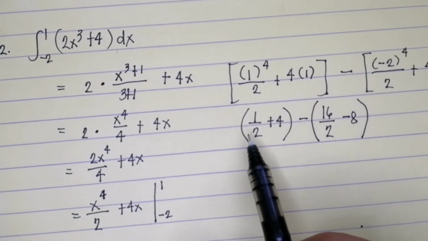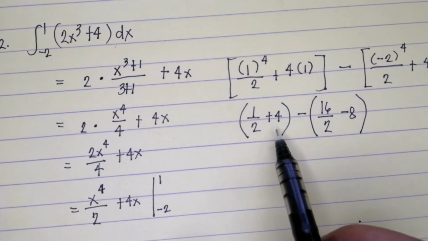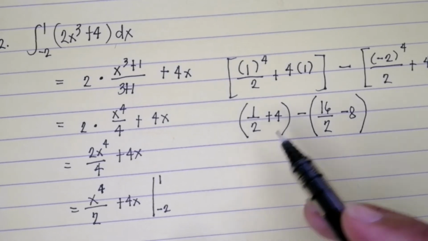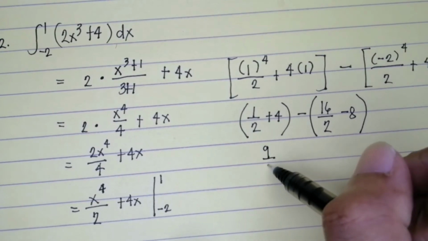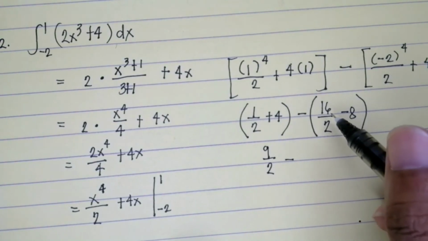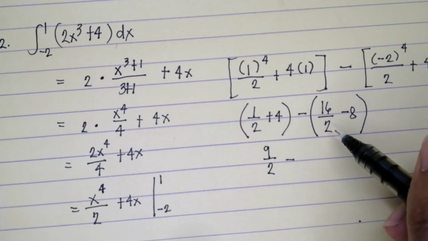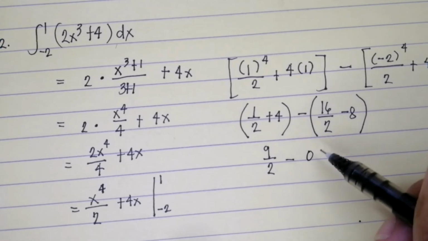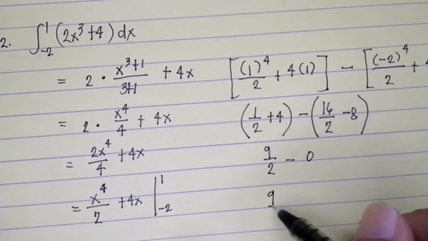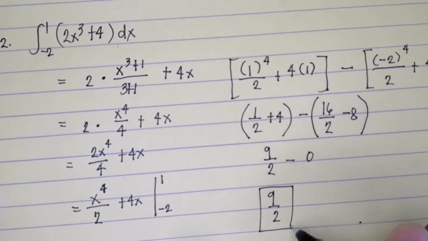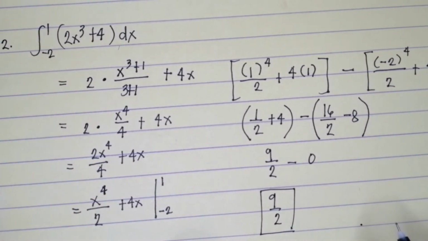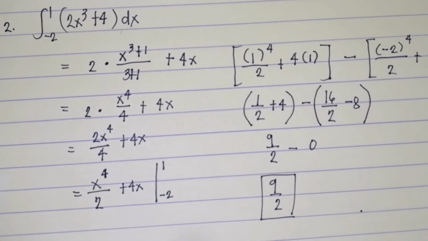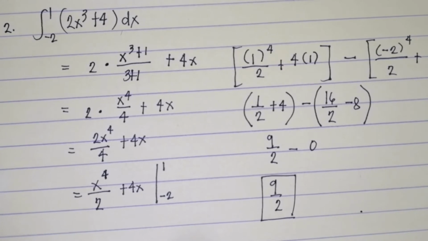And then ito isi-simplify na natin. 1 half plus 4. So that means this is 4 and 1 half or simply 9 over 2. Okay. Minus, ito naman, 16 over 2 is simply 8. Okay? 16 divided by 2 is 8. Minus 8 is 0. Therefore, 9 over 2 minus 0 equals 9 over 2. This is our final answer for the antiderivative of 2x cubed plus 4 with respect to x from negative 2 to positive 1. So, ganito po kinukuha or hinahanap yung definite integral ng isang function.